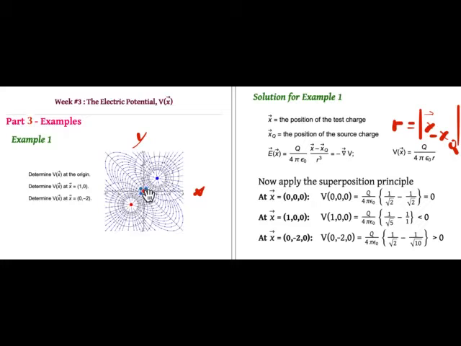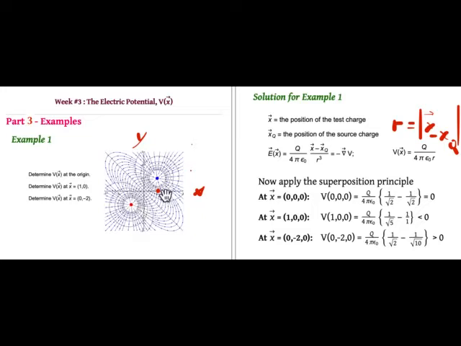Now the next point to consider is 1, 0. So that would be this point. x equals 1 and y equals 0. Now the potential is a scalar, so I don't have to worry too much about directions. I just have q over 4 pi epsilon 0 times the distance. So I'll have q over 4 pi epsilon 0 times 1 over the distance from the positive charge. Now that distance is the square root of 5.